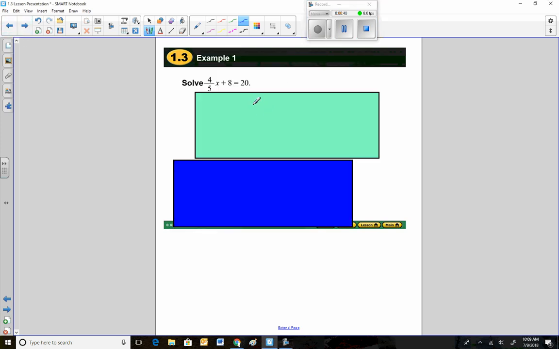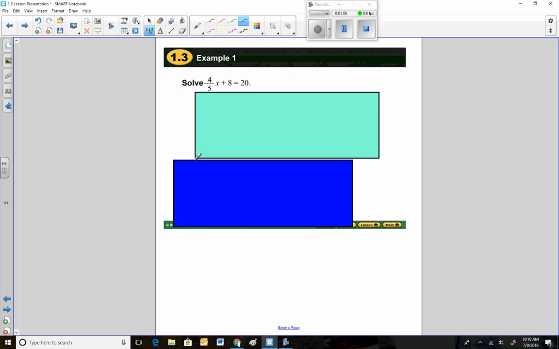Here we have a math problem. In Algebra 1 level, it's a two-step problem. We have 4/5 x plus 8 equals 20. Let's go ahead and look, where do we start? First of all, we need to get x by itself. That's your goal for every algebra problem. We have a plus 8, and we have 4/5 times x. You always start with what's farthest away, so the plus 8 is actually considered farther away. So we're going to go ahead and remove that by subtracting 8 from both sides.